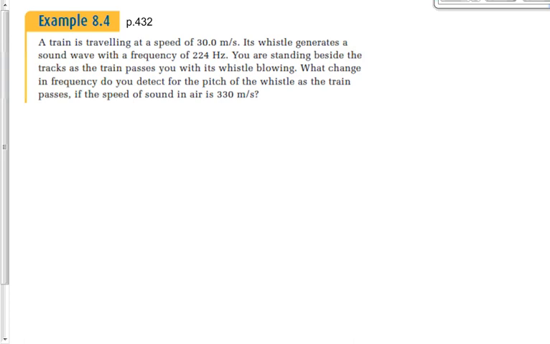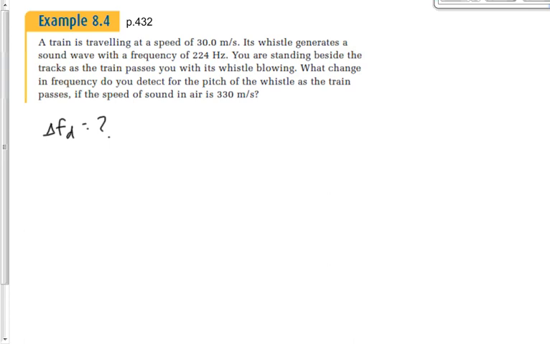So we're not looking for the apparent frequency as it comes towards us or as it goes away from us. We're looking for the change in apparent frequency. What are you going to do this? How do you find delta F? The change in apparent frequency. Yep. And then subtract it. Good. So you got the apparent frequency of the train coming towards you, the apparent frequency as it goes away from you, then you're going to subtract the two.